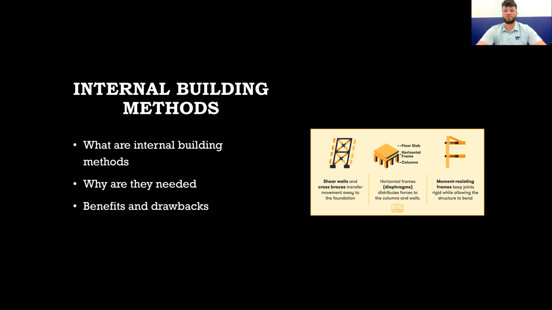Shear walls and cross braces transfer the moment away from the foundation, while diaphragms divert forces to columns and walls by removing tension from the floor and transferring the force to vertical structures. Moment resisting frames help keep joints rigid while allowing the structure to bend but not break.